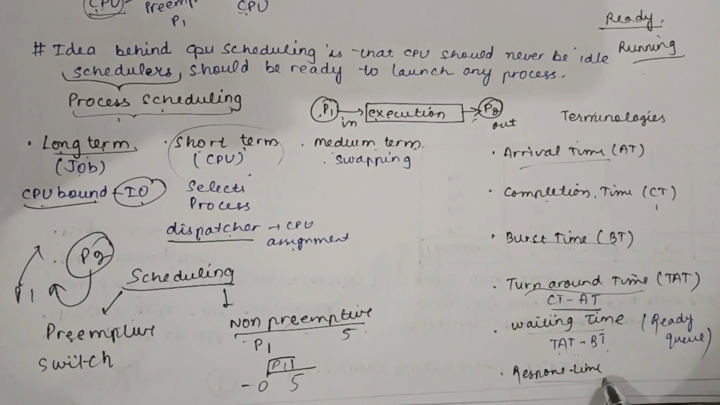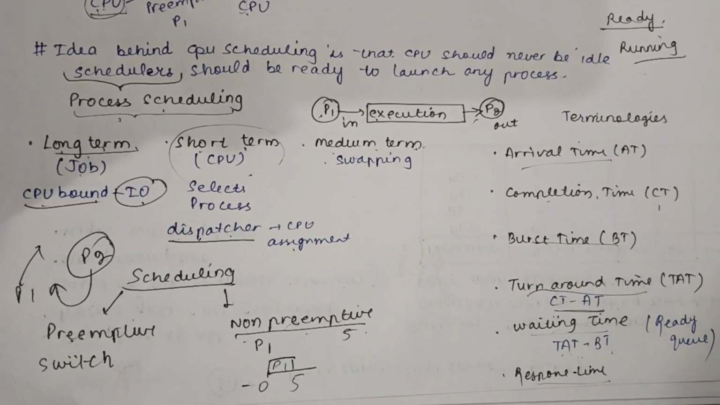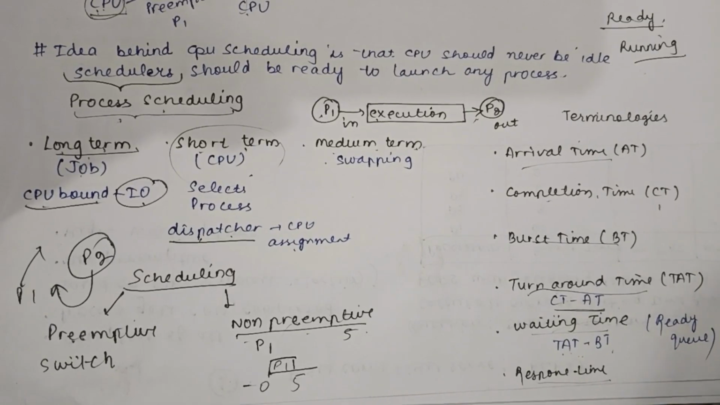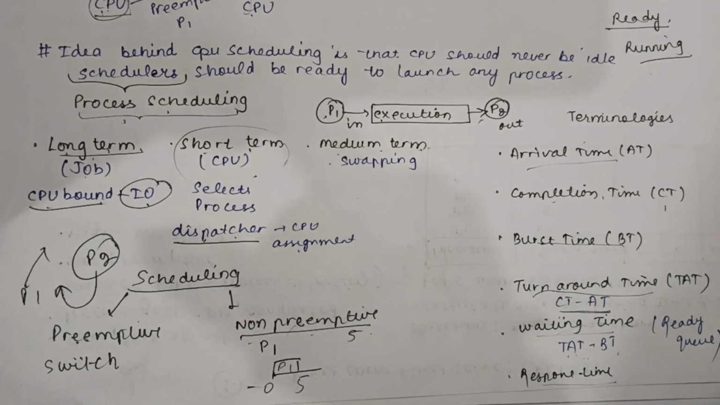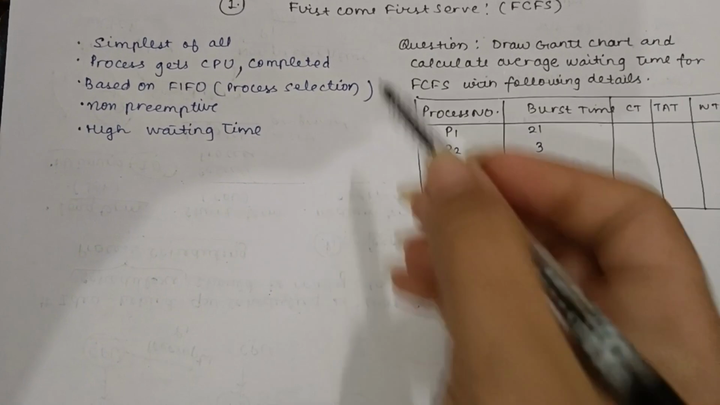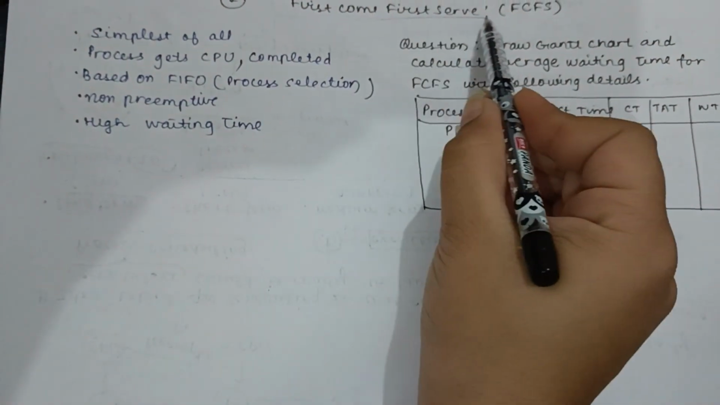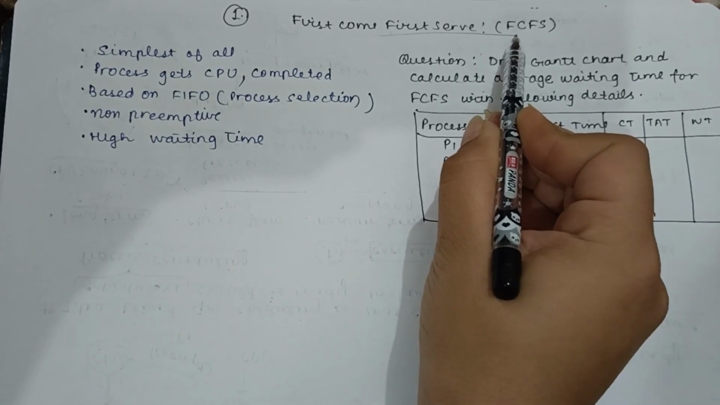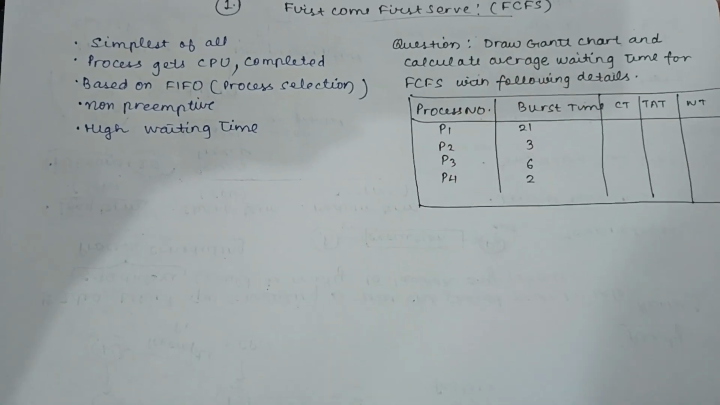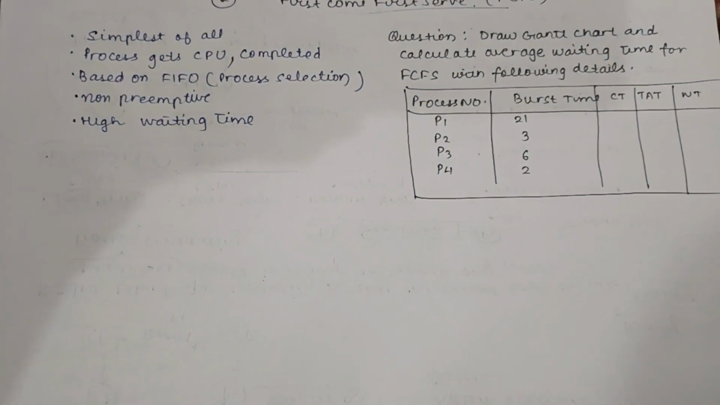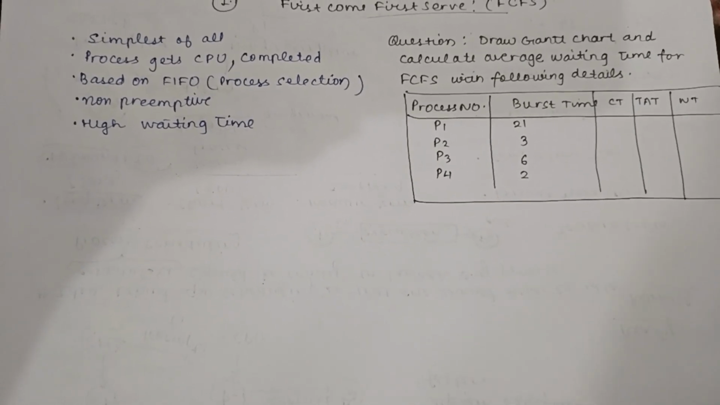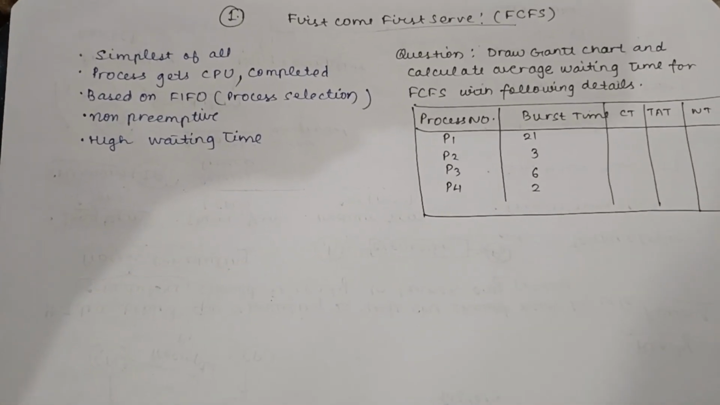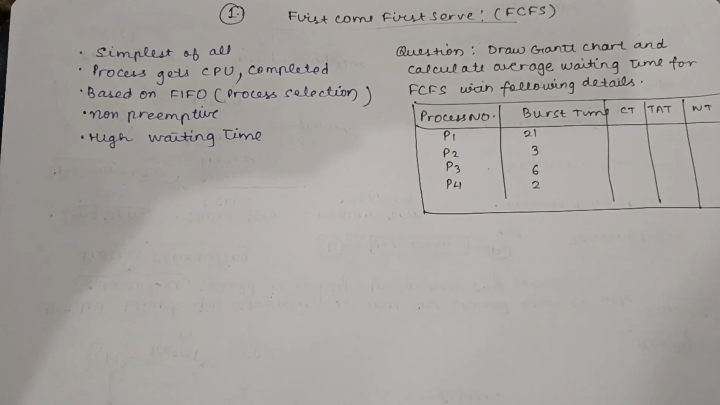And then last we have the response time, which is the time at which the CPU was first allocated to a process, minus the arrival time. So starting with the first algorithm, which is first come first serve, that's pretty much obvious. That means the process which is first in the queue would be given the CPU first. So the process which comes first should be served first. That's the main idea behind this scheduling algorithm.